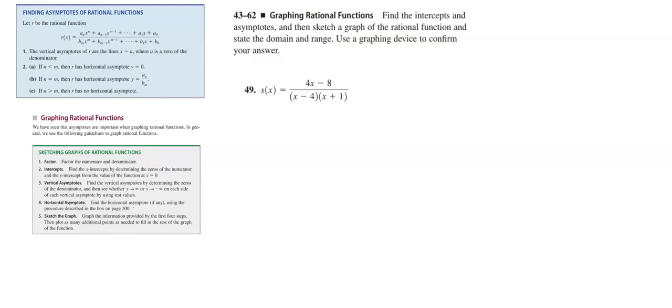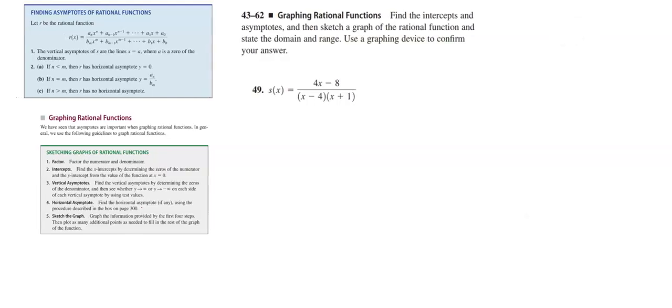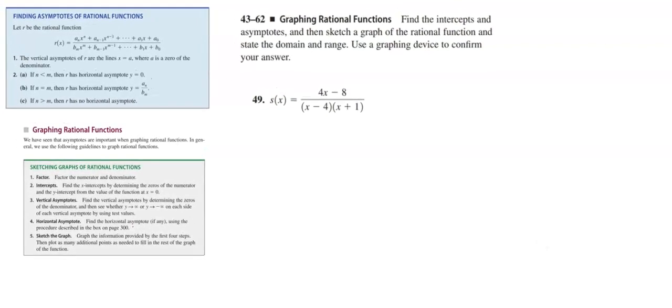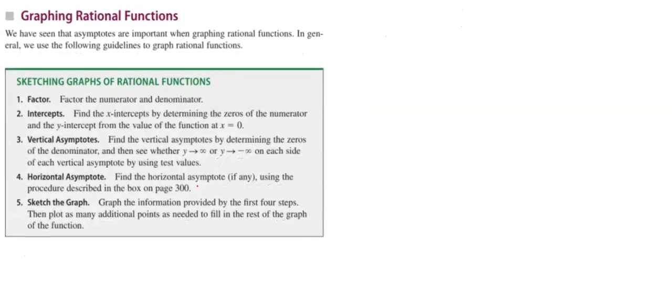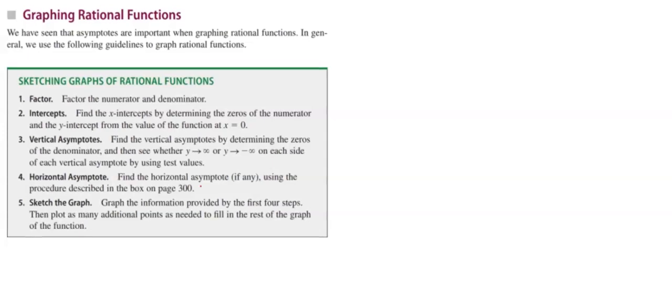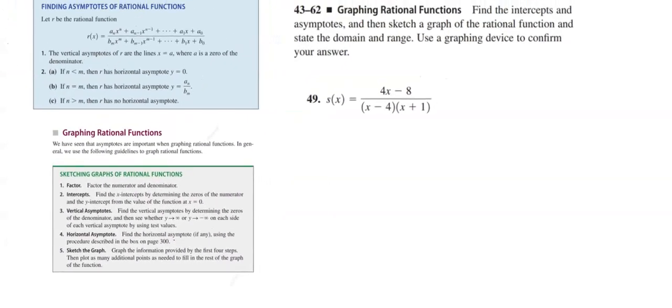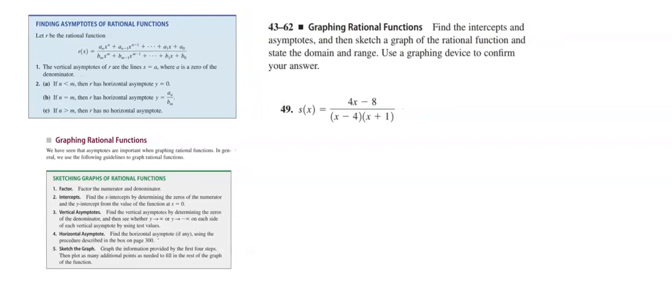So some polynomial s of x is equal to (4x minus 8) divided by (x minus 4)(x plus 1), which has already been factored for us, which is nice. But we're going to find intercepts, asymptotes. So to find the intercepts, I'm on page 301 in your text. Let's find the x-intercepts by determining the zeros of the numerator. So let's just do that first. The zeros of the numerator are going to be 4x minus 8 equals 0, 4x equals 8, x equals 2.